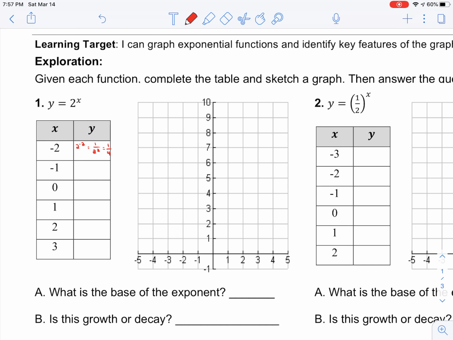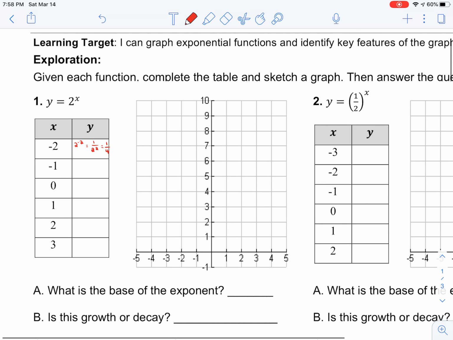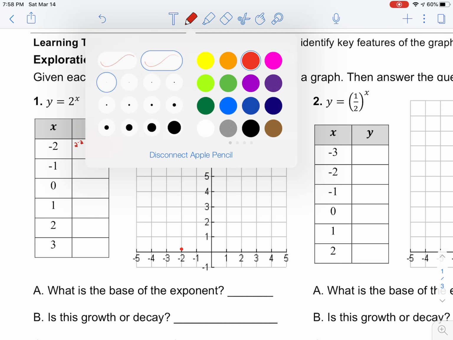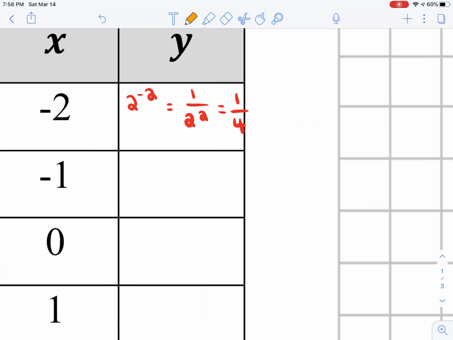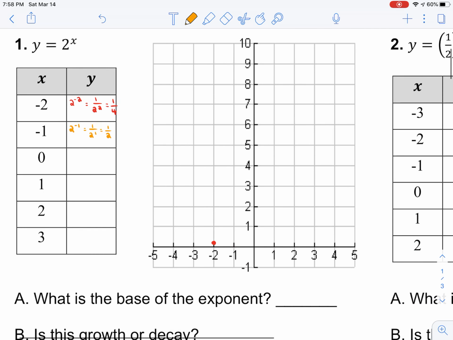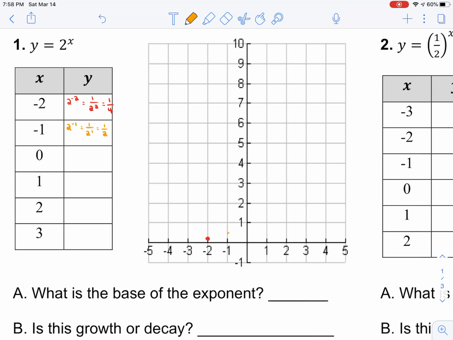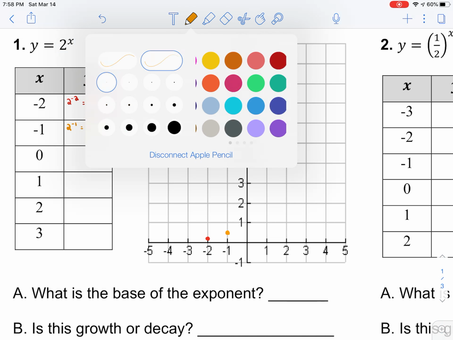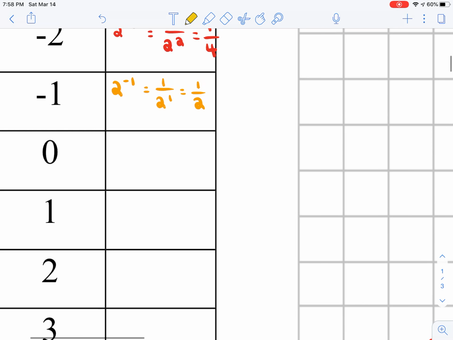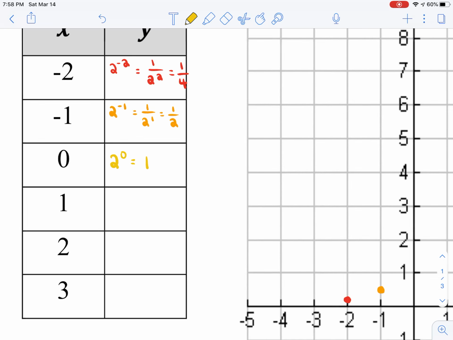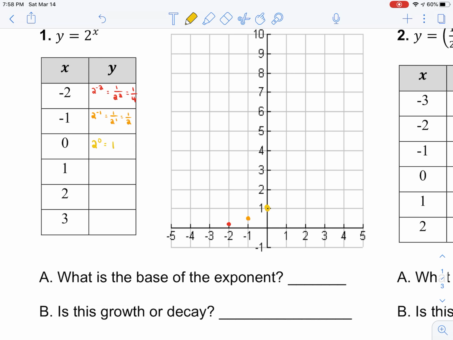So if I were to graph this point, I would go to negative 2, and then 1/4 would be an extremely small value, approximately there. Now, if we did the same thing with negative 1, we would get 2 to the negative first power, or 1 over 2 to the first power, which is equivalent to 1/2. So we could graph that point, negative 1, positive 1/2. Now, if we sub in a 0, you should remember that anything raised to the 0 power equals 1. So we can graph the ordered pair 0, 1.